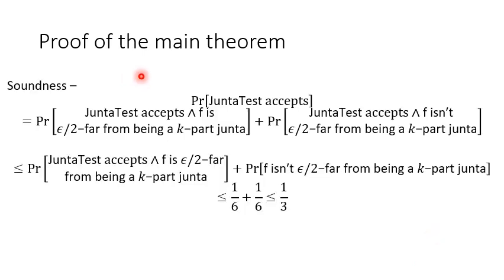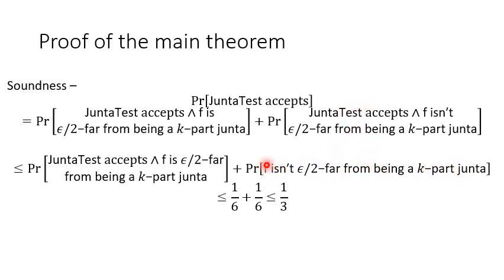Let's now bound the probability that the algorithm will accept, even though f is epsilon far from being a k-junta. So the probability that it will accept is the probability that it will accept and f is epsilon over 2 far from being a k-part junta, plus the probability that it will accept and f is not epsilon over 2 far from being a k-part junta. This is just dividing this event into two disjoint events that together make up this event. And now we can upper bound this probability with the probability that just f isn't epsilon over 2 far from being a k-part junta, without requiring that the algorithm accepts.